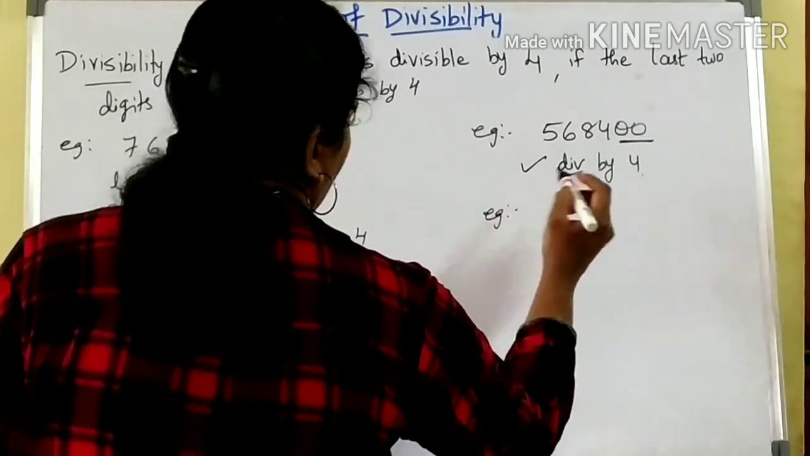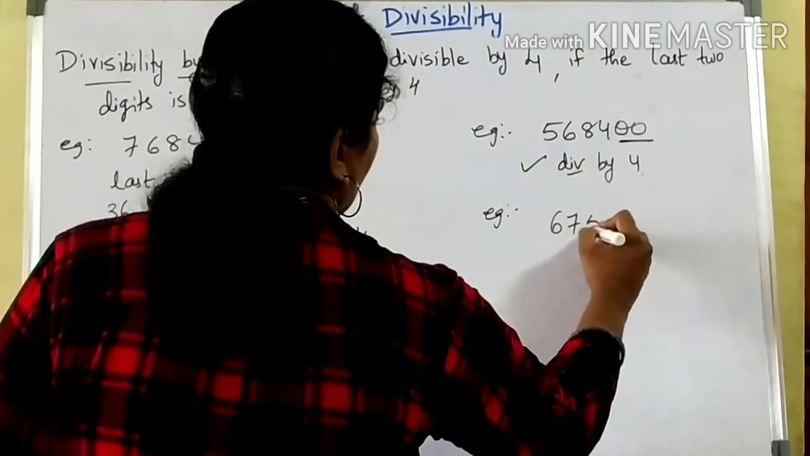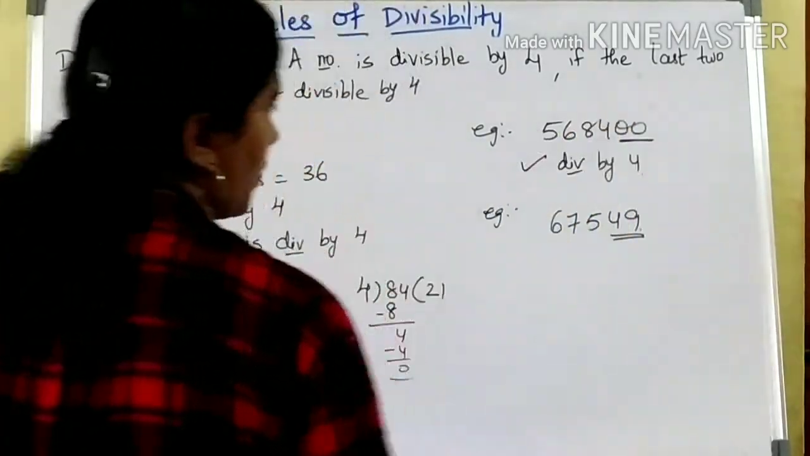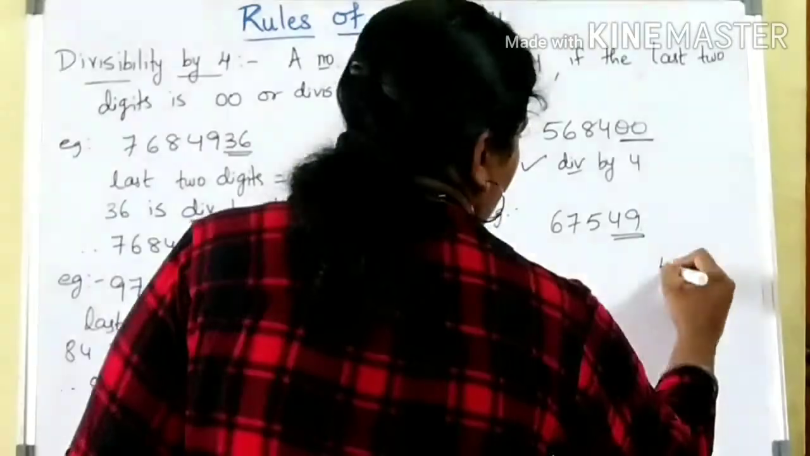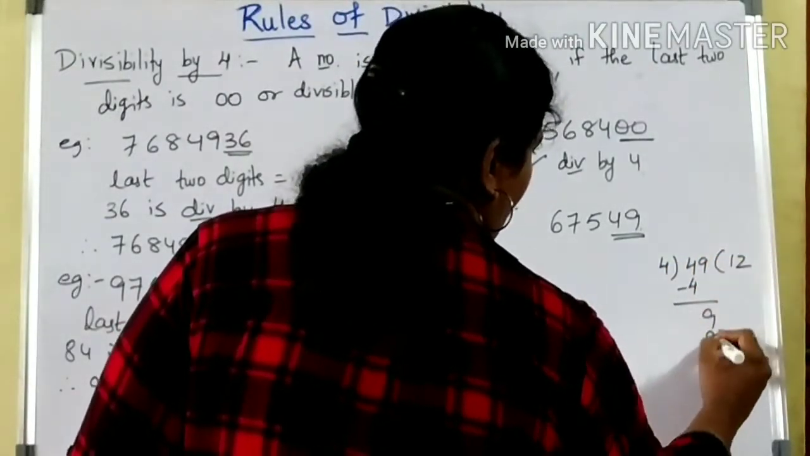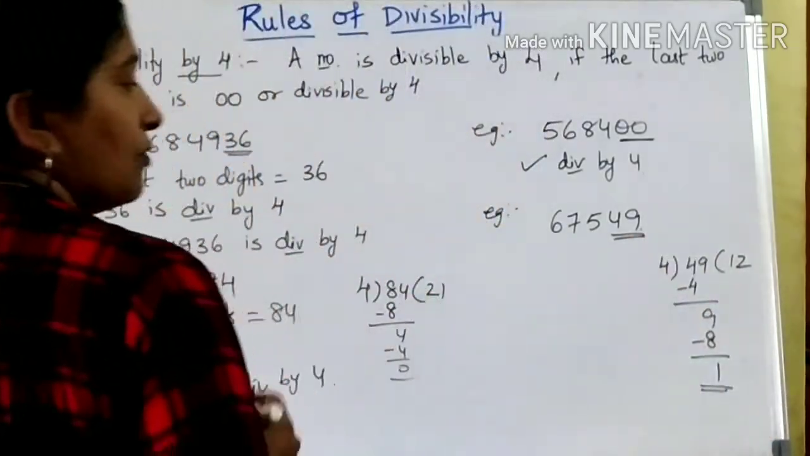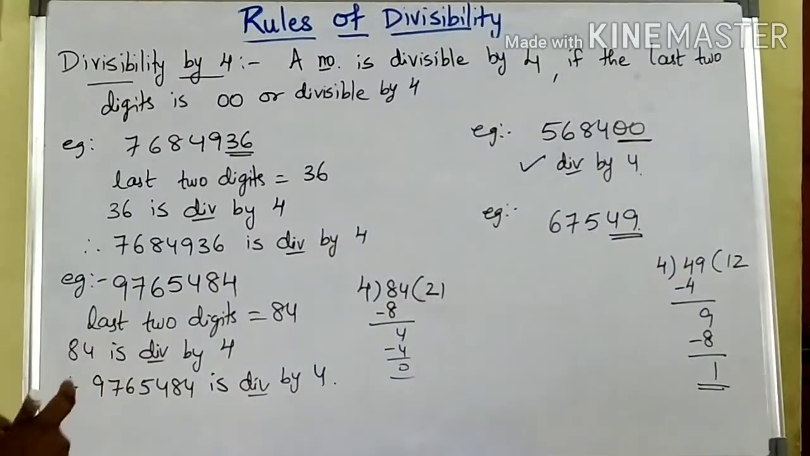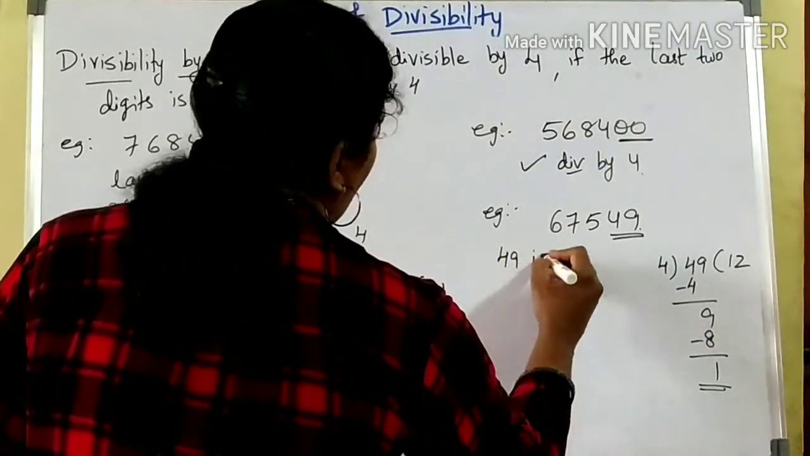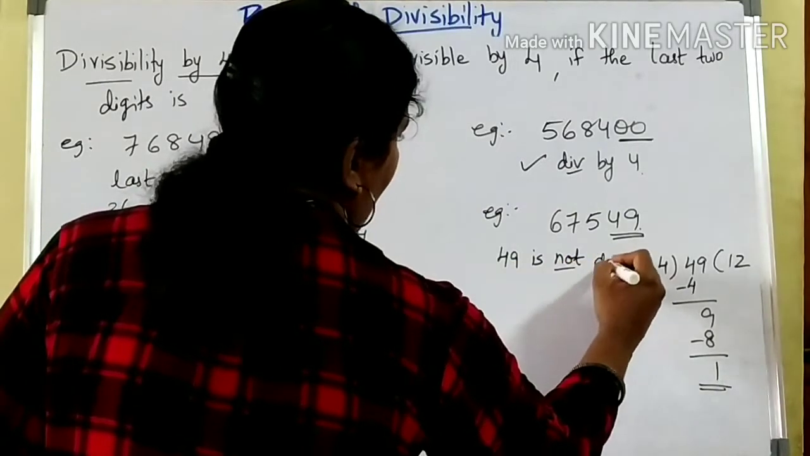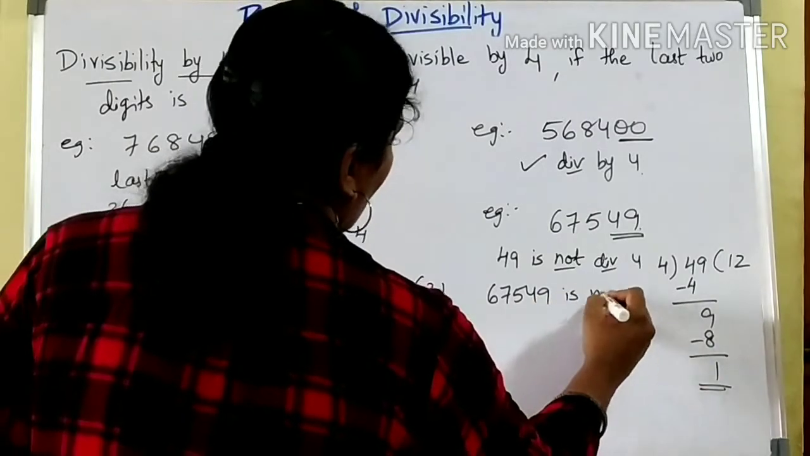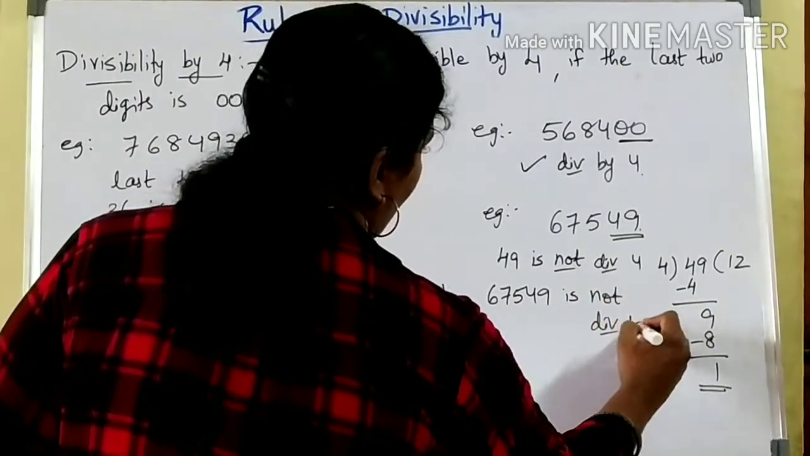One more example if I take. What are the last two digits here? 49. Is 49 divisible by 4, children? When you divide, how much will you get? 4 1s are 4, 9, 4 2s are 8. So 1 is the remainder here. But if the remainder you get is other than 0, then that number is not divisible by 4. So here 49 is not divisible by 4, right? Therefore I can say 6 7 5 4 9 is also not divisible by 4.